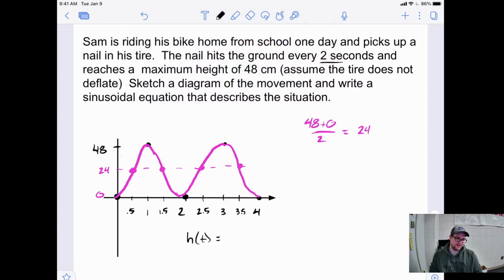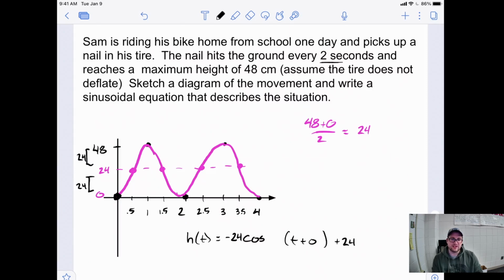So again, this would be a cosine function because we are starting down here not on the midline. So we're going to say cosine. Our amplitude here would be 24 because that's the distance between our midline and our max and our min. So we're going to say 24. And then we're going to put a negative in front of that because we are starting below the midline. So we're going to say negative 24 cosine. We're going to leave our period. Again, we're not dealing with phase shifts today, so we're going to say plus 0 right there. And then since our midline is at 24, we're going to say plus 24.